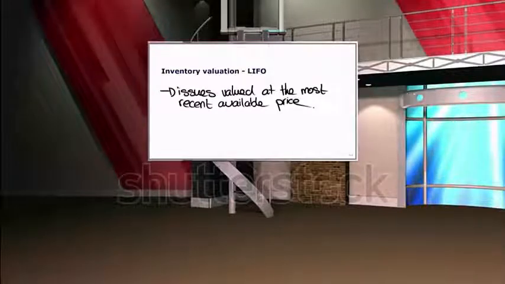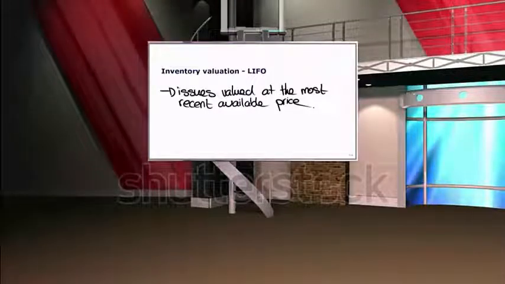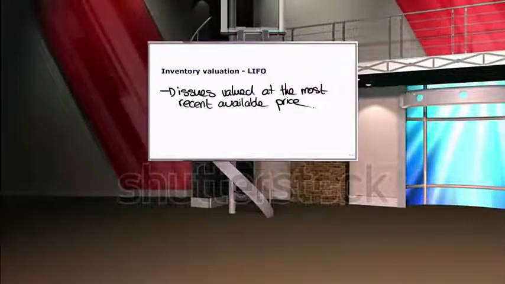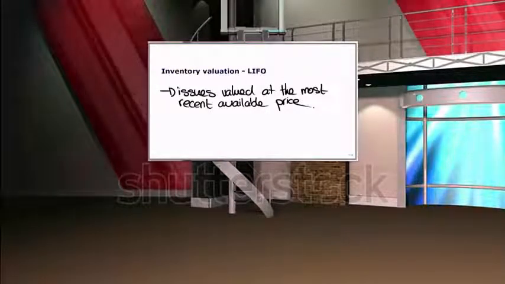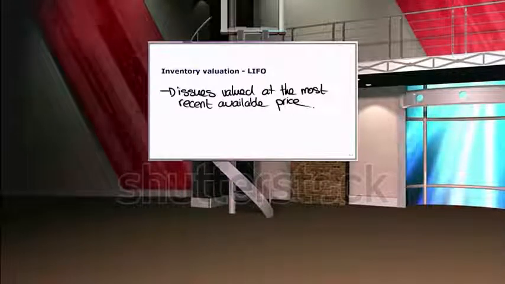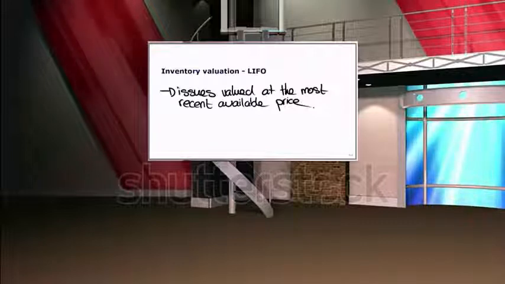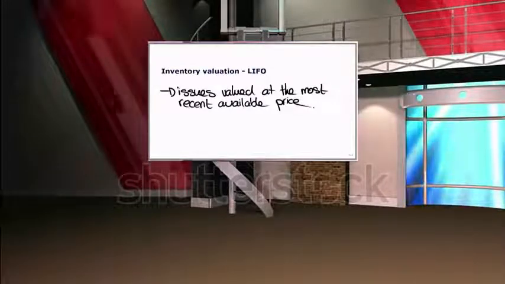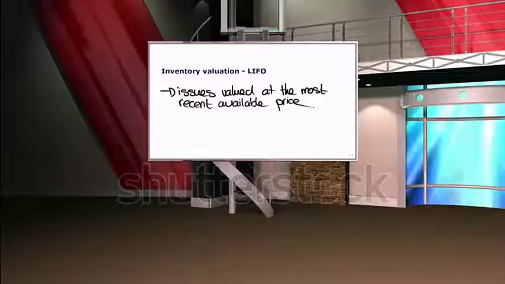Like in the last session, we are going to go through an exercise where we record the receipts and issues for a particular month, this time using the LIFO method. And what we are going to discover is that the LIFO method will give us a different valuation on the issues and a different closing inventory value to the FIFO method we saw in the previous session.